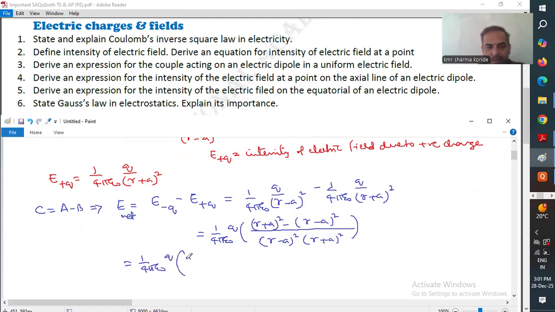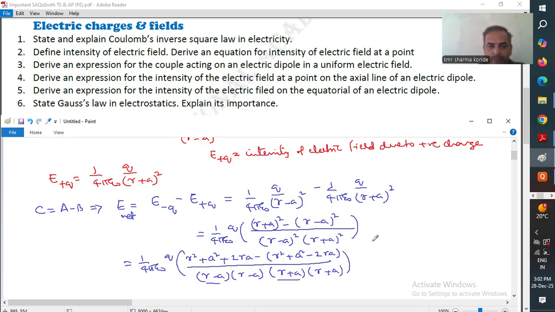So expanding this, R square plus A square, it is like A plus B whole square, 2RA minus. This is going to be R square plus A square minus 2RA whole divided by, let us write this equation as, because R minus A whole square means 2 times you can write R minus A into R minus A. Similarly, there is square also for R plus A. So you can write 2 times R plus A into R plus A. R minus A into R plus A.